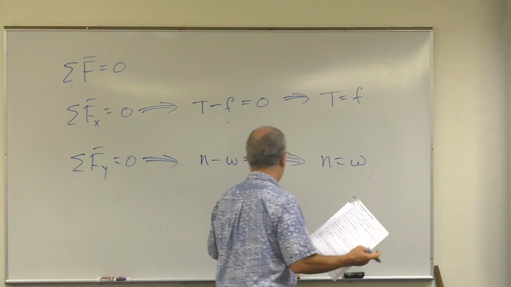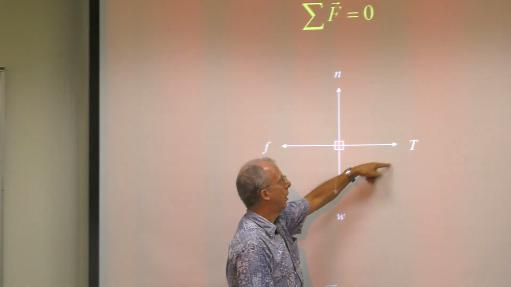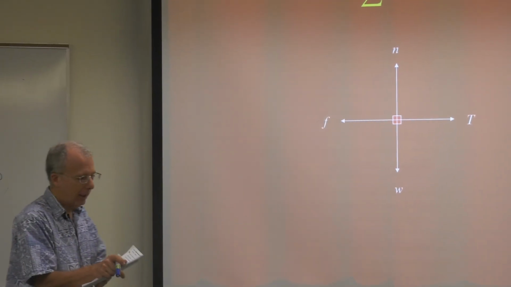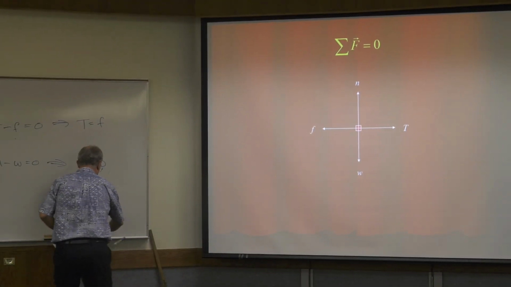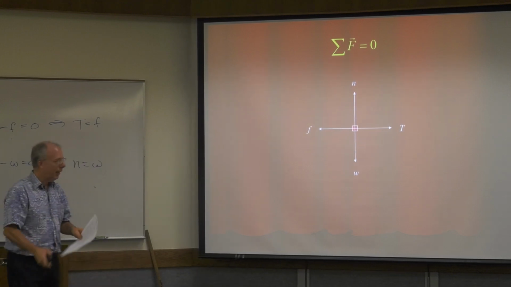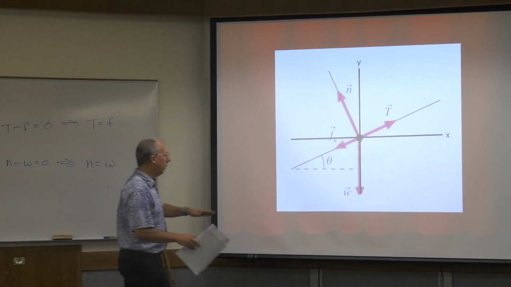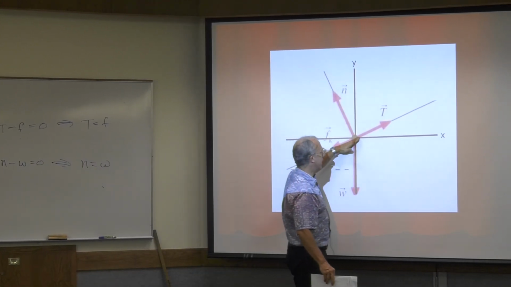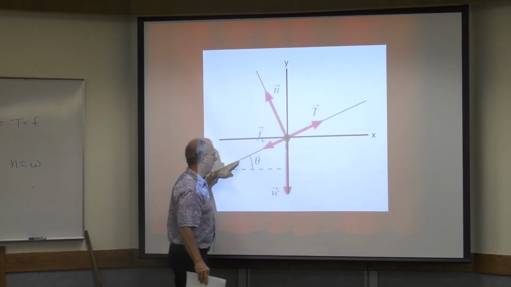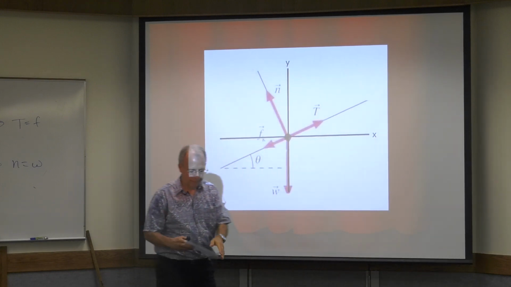Now, this was easy because all of the forces were along the coordinate axes. We didn't have to do any trig. Well, guess what? Real life's not so easy. So, we want to do something like this. So now, here's an inclined plane. Just pretend it's a piece of wood or something. And maybe we're dragging something up that piece of wood.